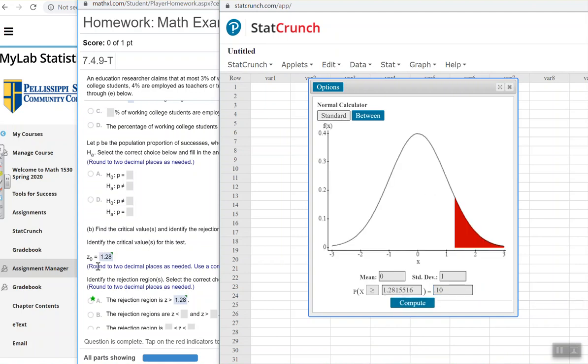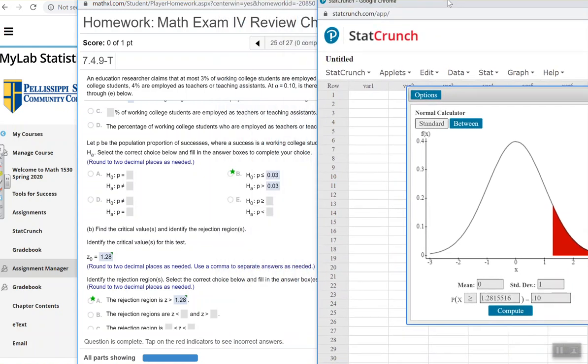So that is how we got this critical value right here, which means that the rejection region is going to be this region here in red. These are values that are greater than 1.28. So if our test statistic falls in this rejection region, then we have evidence to reject the null hypothesis.